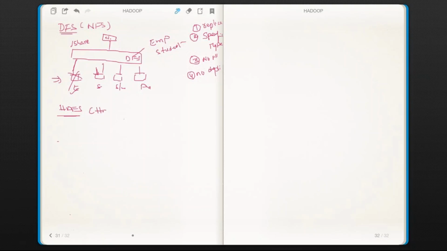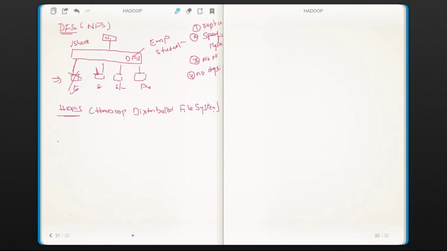HDFS is Hadoop Distributed File System. It is not a database. Guys, if anyone says that HDFS is a database, don't believe it. It is a file system, like a normal file system. What type of file system is it? It is a distributed file system.